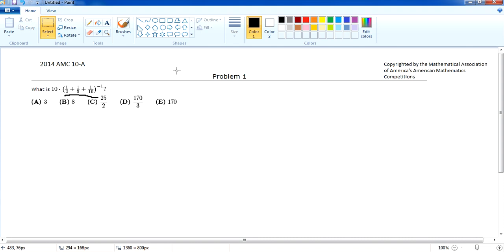So the problem, this whole thing, is the same thing as 10 times 4 over 5 to the negative fourth power.